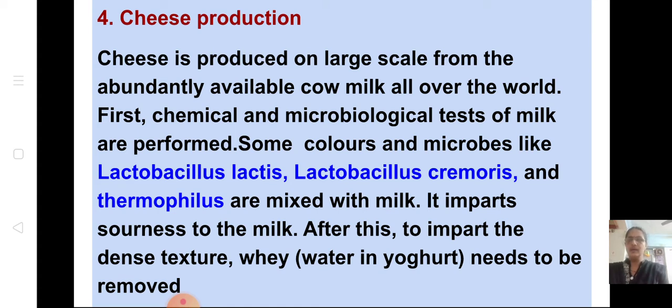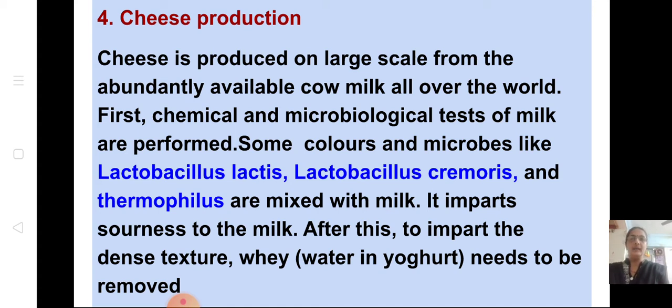After this, to impart dense texture, the whey, that is water, you have seen above, a watery substance, has to be removed. So what is the first action? Chemical and biological test of milk is performed. Then some colors and microbes, like Lactobacillus lactis, Lactobacillus cremoris and Thermophilus, are added to milk. Why? To become sour. It gives sourness to the milk.